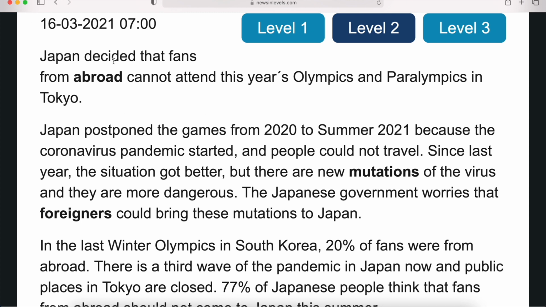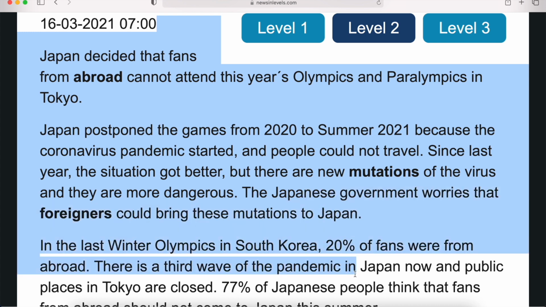Now I could just read this and say Japan decided that fans, obviously plural noun, from abroad cannot attend this year's, okay, apostrophe possession, Olympics and Paralympics. Is there more than one Olympics? Is there more than one Summer Olympics? Oh no, Olympics, that's just part of the name, right? So now you're figuring these things out.